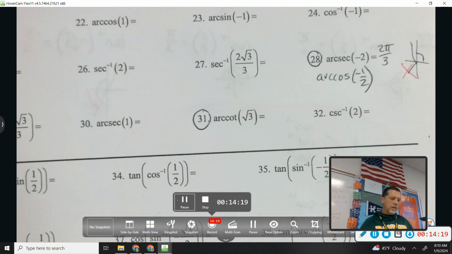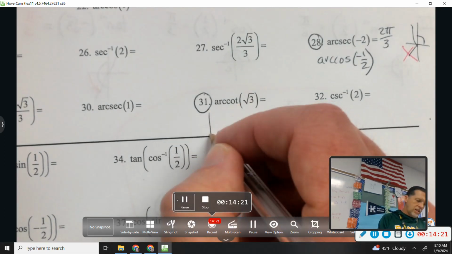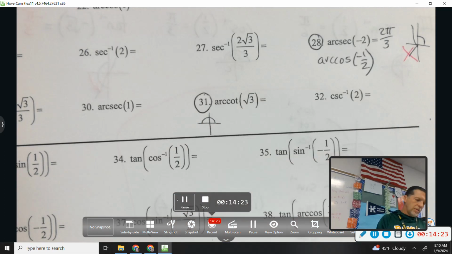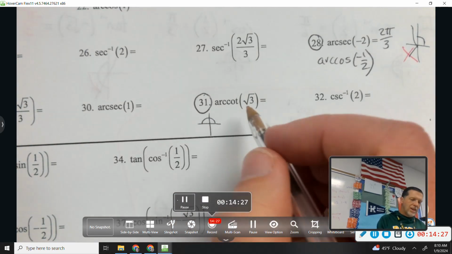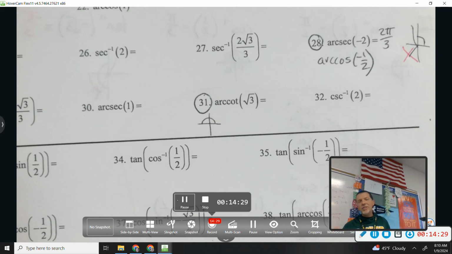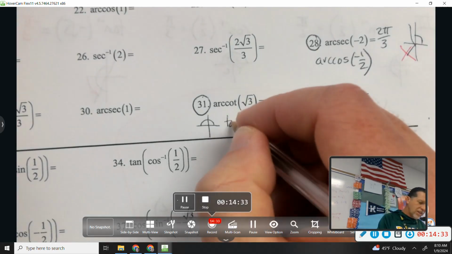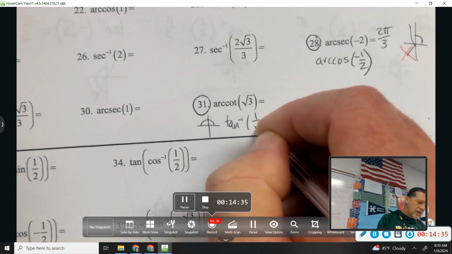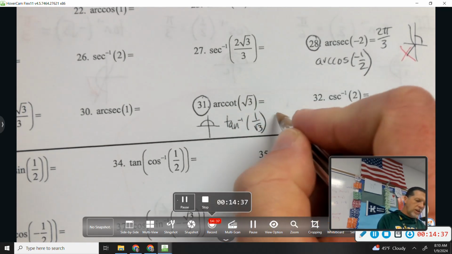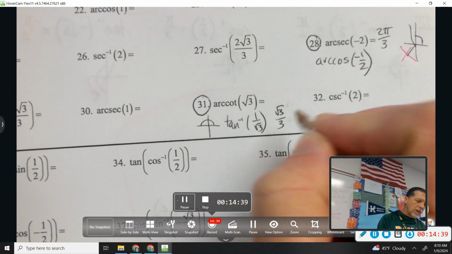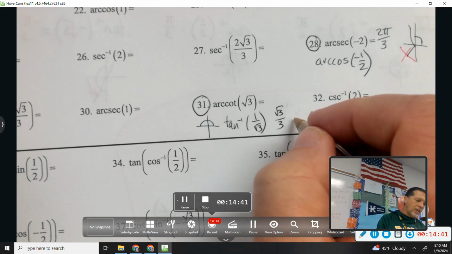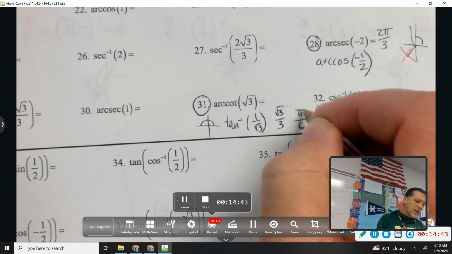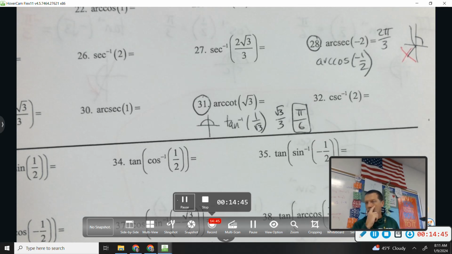Arc cotangent. Got to come from 1 or 2. It's positive, so it's definitely going to be 1. Either you have the tangent rule memorized, or maybe you have to switch this to a tangent. 1 over square root of 3, which is the same thing as root 3 over 3, which now I can use the tangent 3 trick. 2 3's make a 6. Solve a tangent problem rather than a cotangent problem.